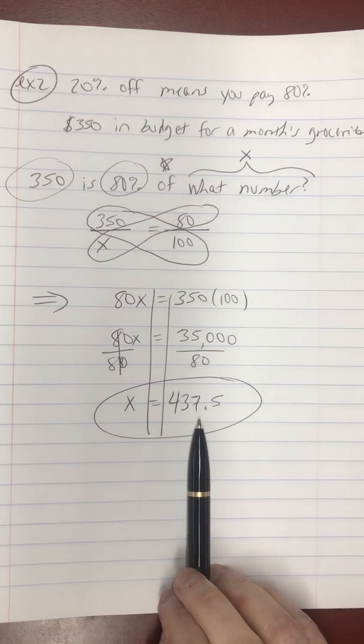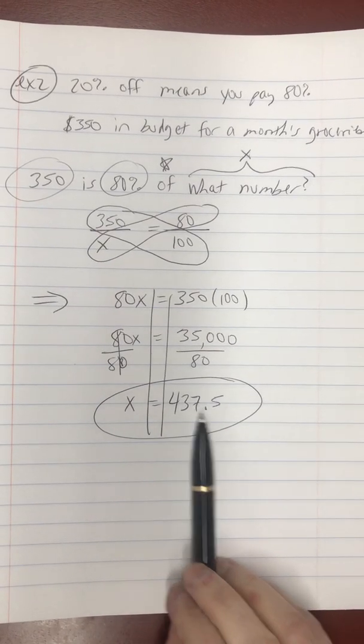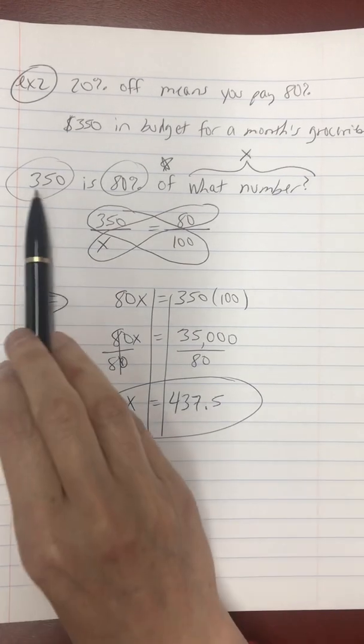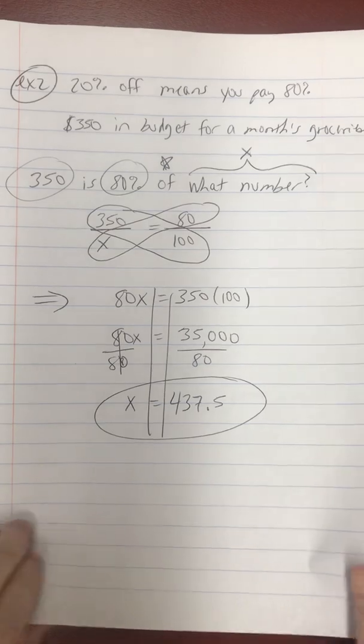You could buy $437.50 worth of groceries, but again, you only have to pay this much because you get that 20% off. So again, just kind of a cool real life example.